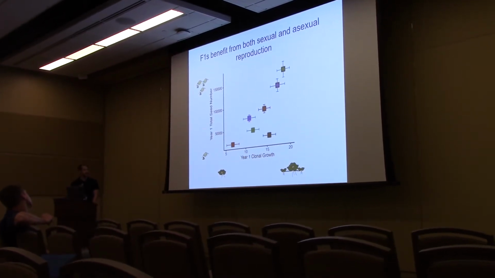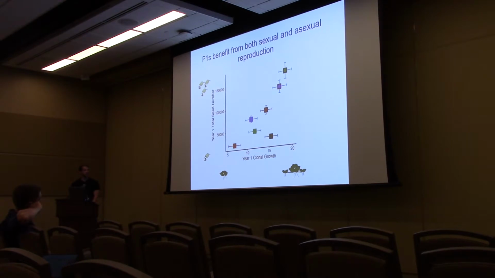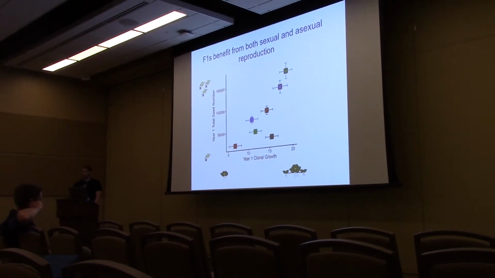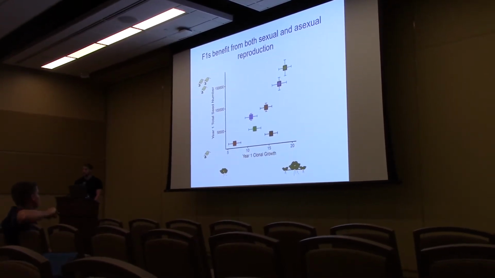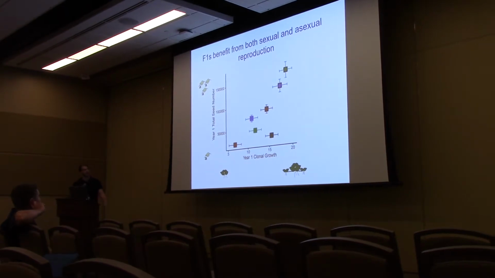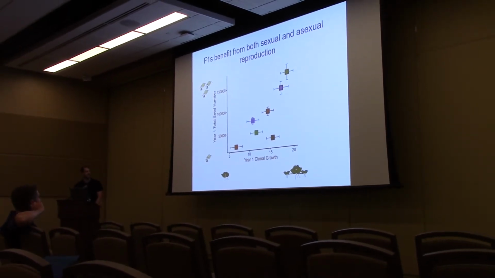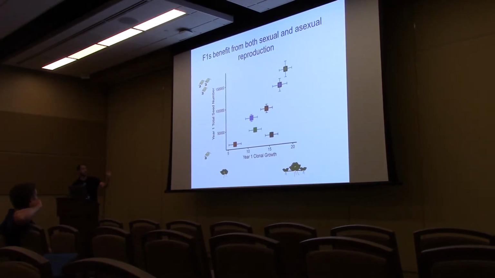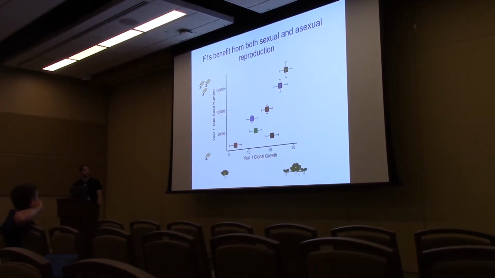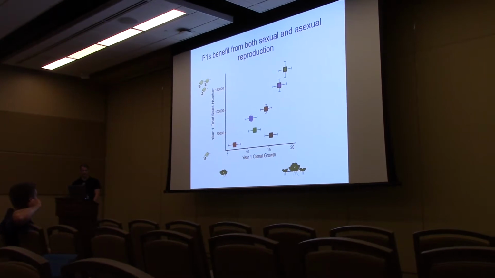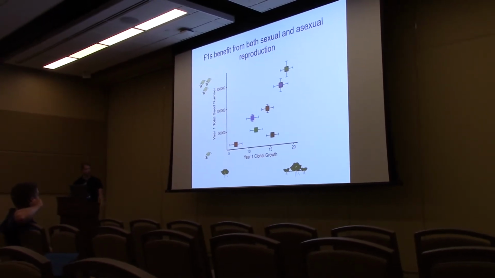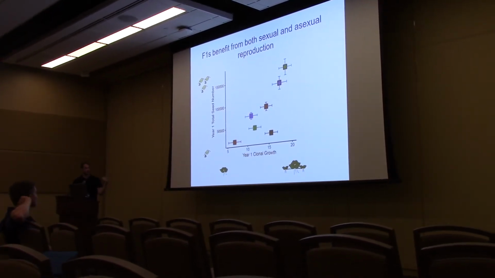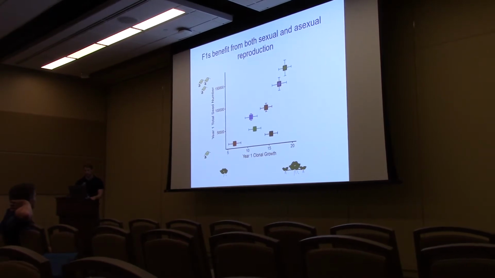And if we look at these two fitness components together, we can see that there's not an apparent trade-off, as one might expect, between sexual and asexual reproduction. In fact, these hybrid F1s are good at both components of fitness. They produce both a large number of seeds and also a large investment into clonal asexual growth, which is related to overwinter survival and fitness in year 2.